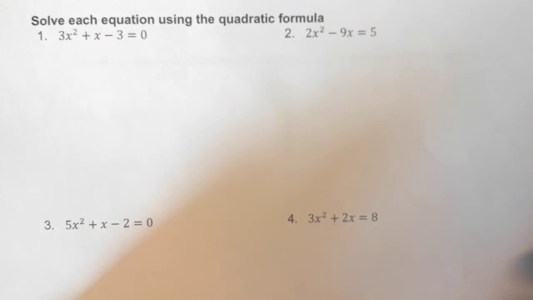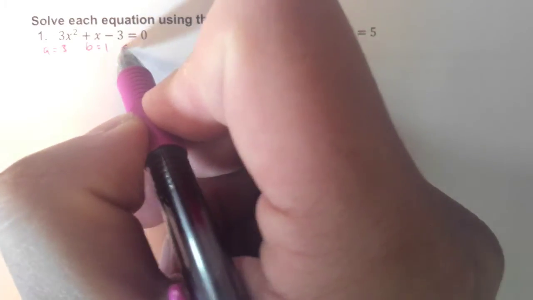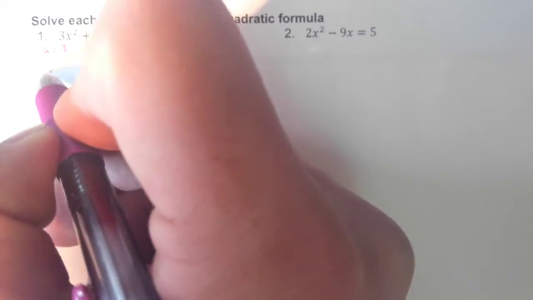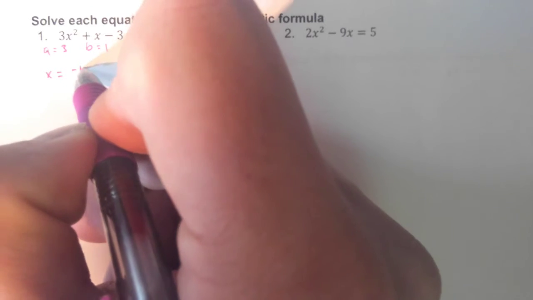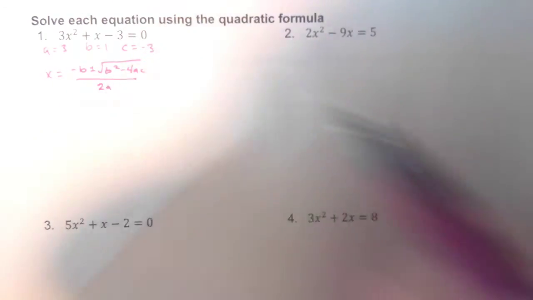Okay, so here we go. Number 1. A is the number in front of the squared term, so a would be 3. B is the number in front of the x term, so b would be 1. C is the normal number, c is negative 3. So we include the sign if it's negative. Then we're just going to plug it into the formula. So we'll write it down until we've got it memorized. x equals the opposite of b plus or minus the square root of b squared minus 4ac all over 2a.